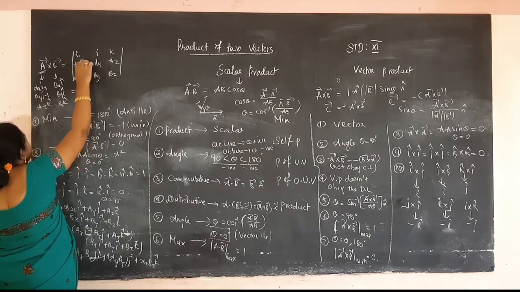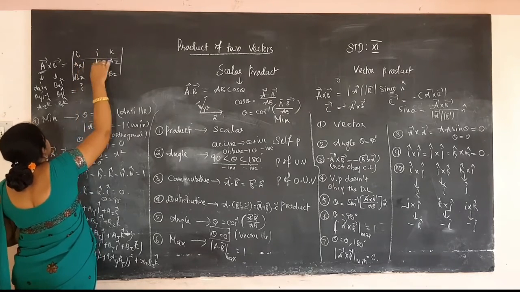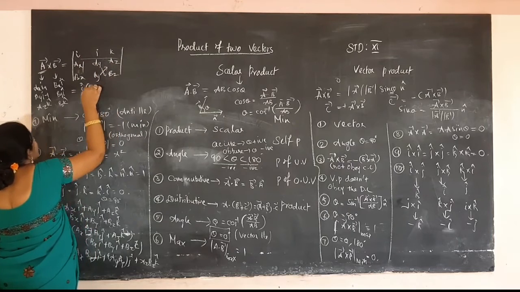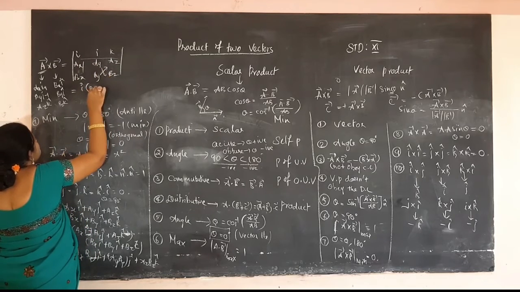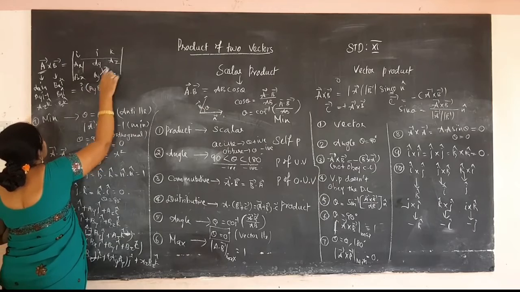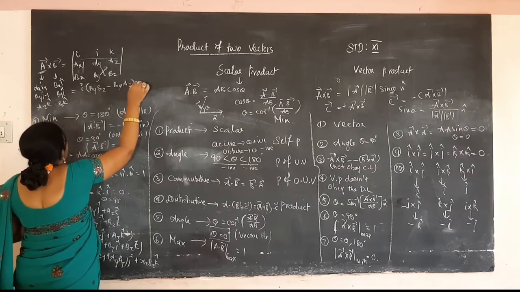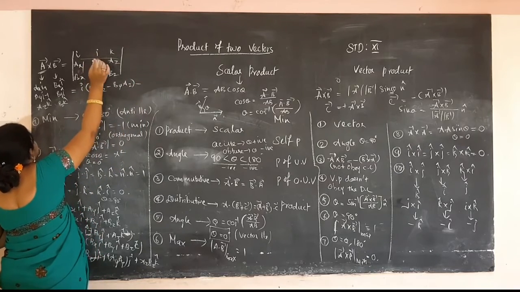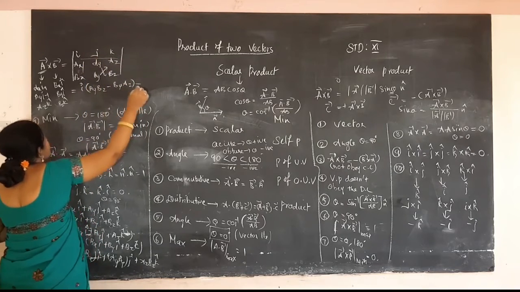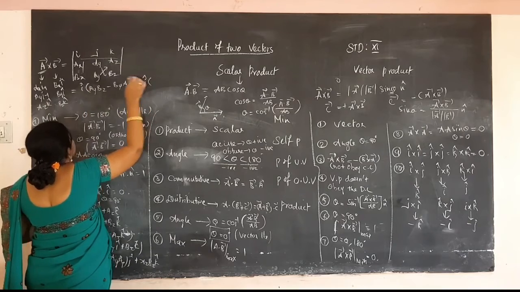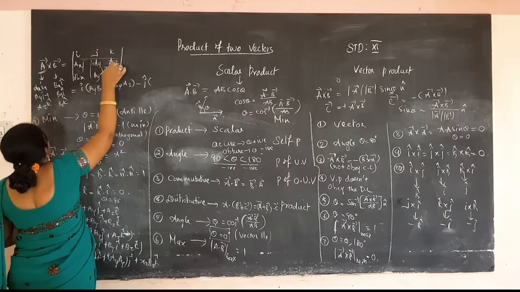For the I vector we are taking, you should forget these two and multiply the remaining two. So i cap into ay into bz minus bz into az, sorry, by into az. Second time it will be taking minus, this is j, so minus j cap into, take this also, and multiply these two.